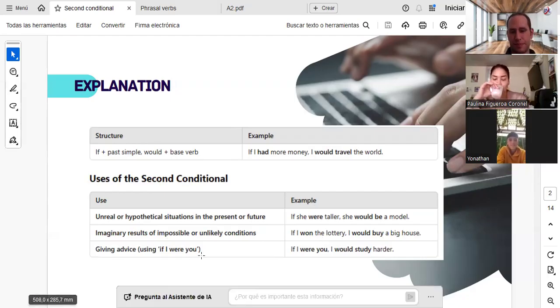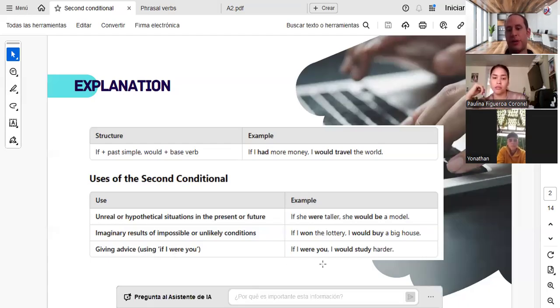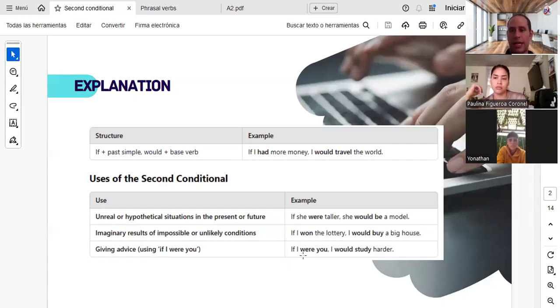Giving advice. Okay, this is a special case. When you're giving advice, it is 'if I were you', si yo fuera usted. In this case, we use were instead of was. If I were you, for example, if I were you, I would study harder. Si yo fuera usted, estudiaría más duro. Just in this case, we use were with I. If I were you, giving advice.